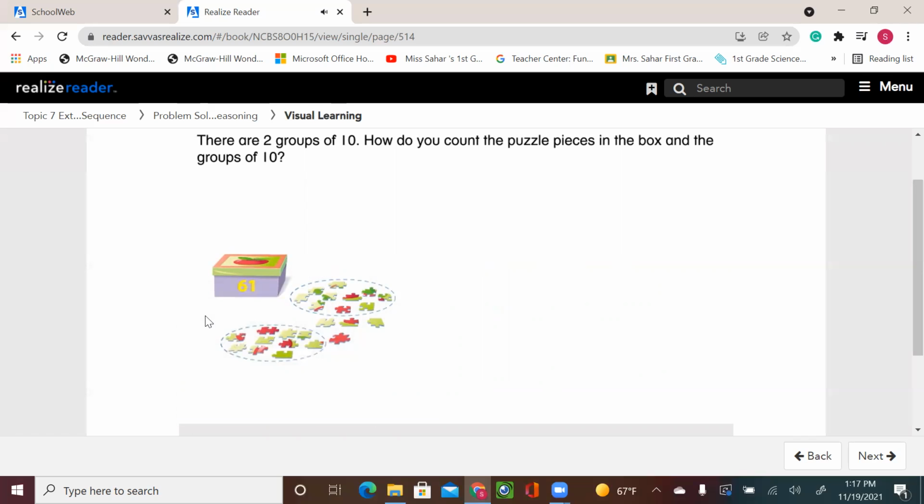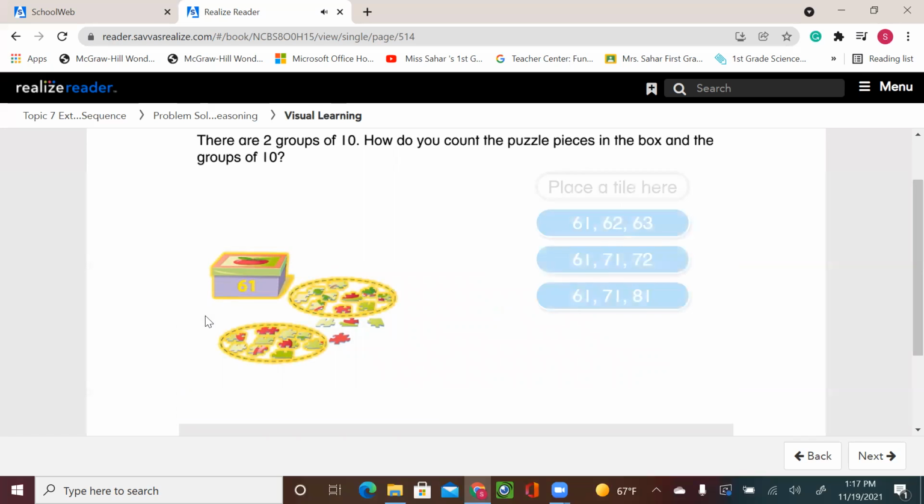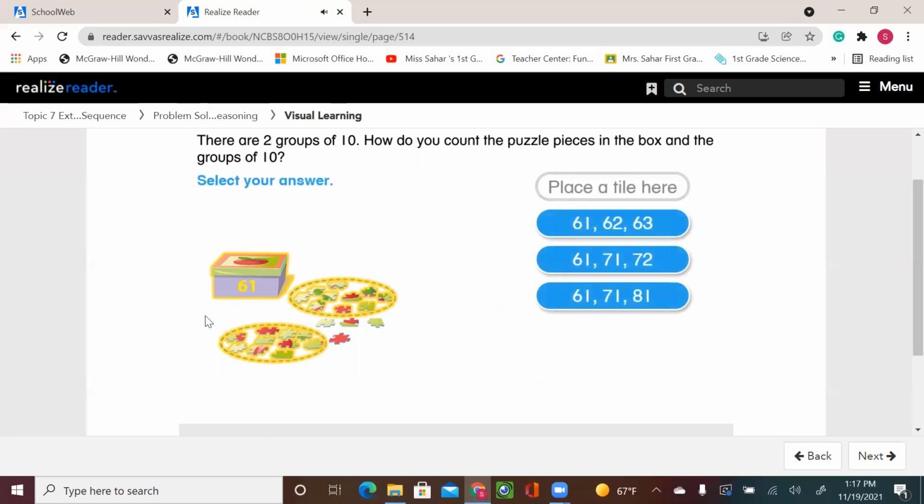How do you count the puzzle pieces in the box and the groups of 10? Select your answer. Remember, we're counting groups of tens, so it's not ones. That means my tens will increase or go up by 1 ten. So 61 plus 10, that's 71, plus 10, that's 81. So that would be the right choice. 61, 71, 81.